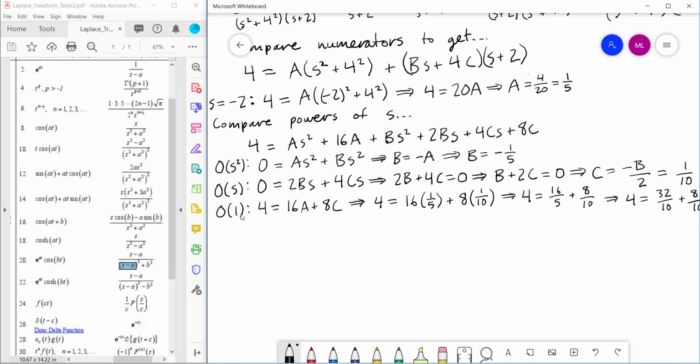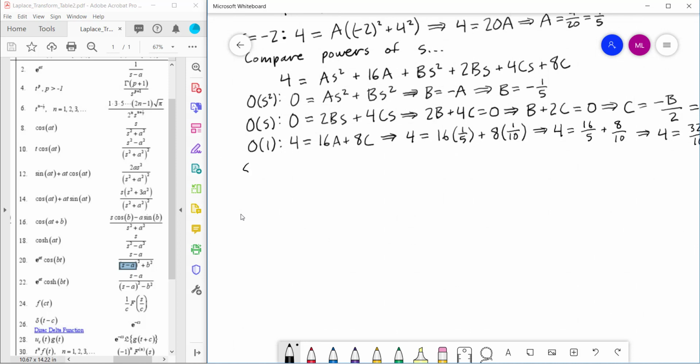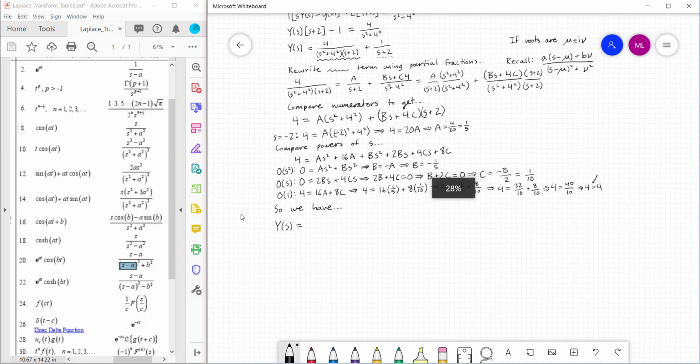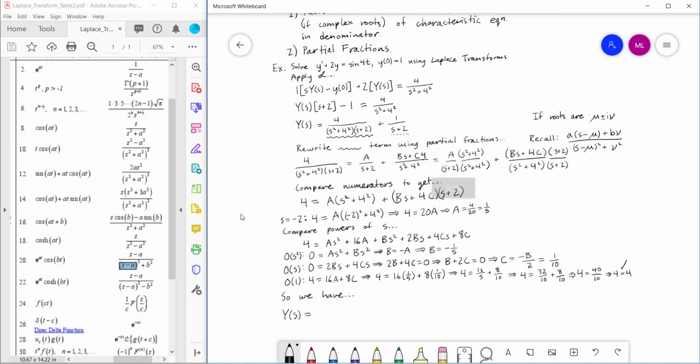So it looks like we got all the numbers correctly. So what does this leave us with? After all of that, the whole point was to solve for our y of s in a way that it can be inverse transformed. We already solved for y of s. It's sitting right here, but it's sitting here in a way that we can't inverse transform. This piece we can, this piece we can't.